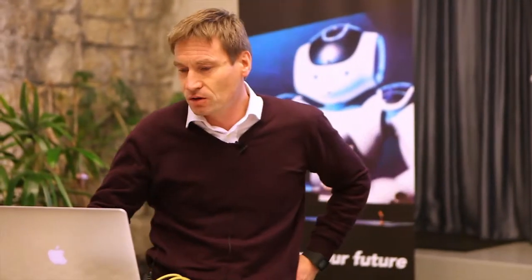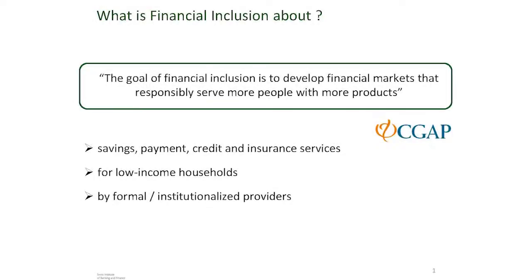Okay? Just so that you know I'm in a university lecture, I'm going to start off with a definition to clarify what we're talking about here. But it has a deeper thought. So financial inclusion is about getting financial markets to work for the poor.